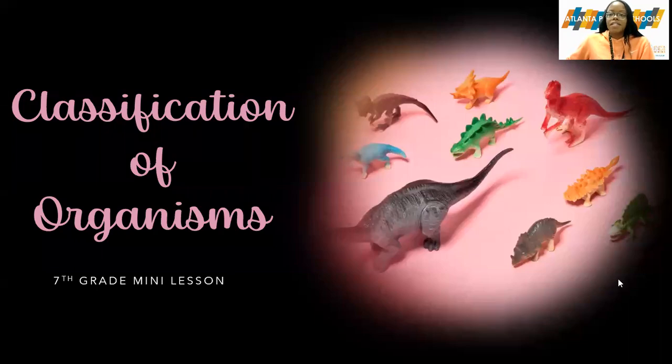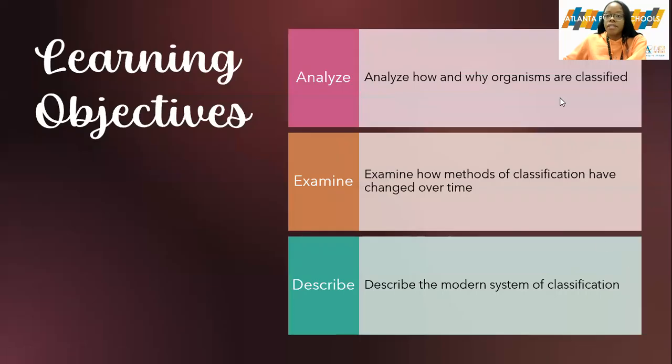All right, welcome back, guys, for another mini lesson. Today, we're going to talk about the classification of organisms and how scientists classify organisms. This is a 7th grade mini lesson, and as always, we are going to start off with our learning objectives.